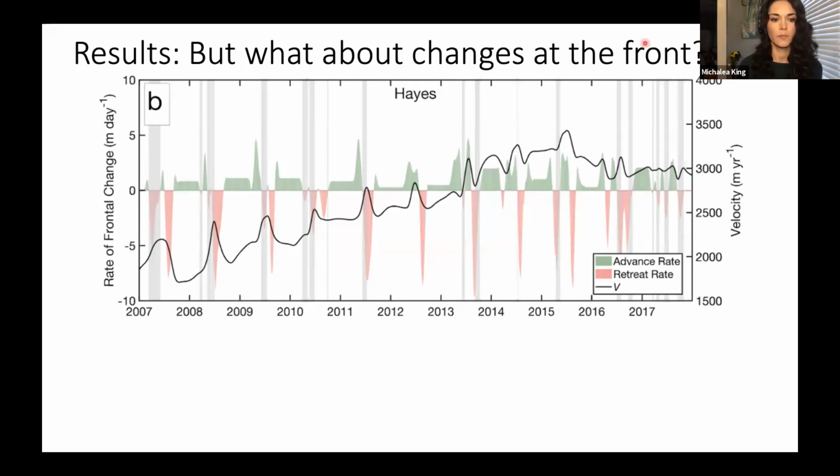And so this figure here in the black, this is showing velocity. This is at Hayes Glacier. This is in Northwest Greenland. The shaded areas of red, this is showing daily retreat rates. And then when you see green, that means the glacier is advancing.